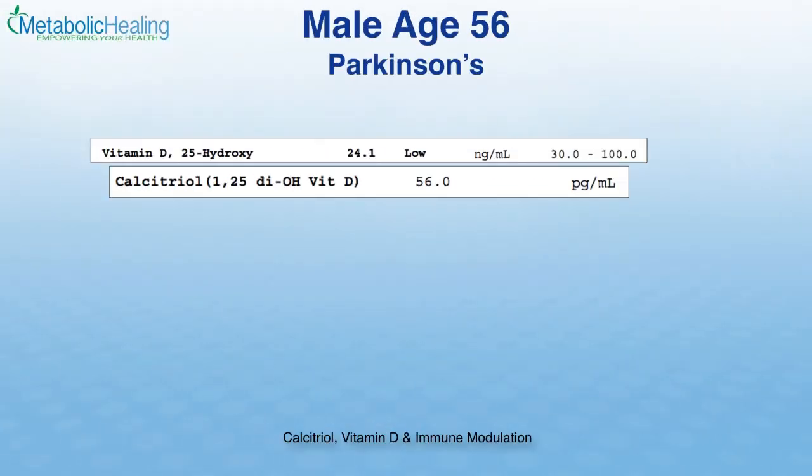This is a male age 56, and here are both forms of vitamin D. So in Parkinson's disease, which he's been diagnosed with, we see that the calcitriol is more than twice that of his 25-hydroxy, and that is an indication of acute inflammation. It might be an indication of infections because there are associations with Lyme disease and Parkinson's disease and possible viruses and other types of pathogens. This should be considered as an investigation in his case.